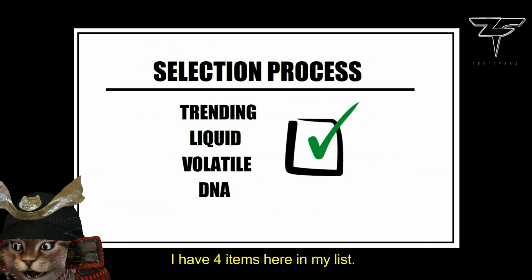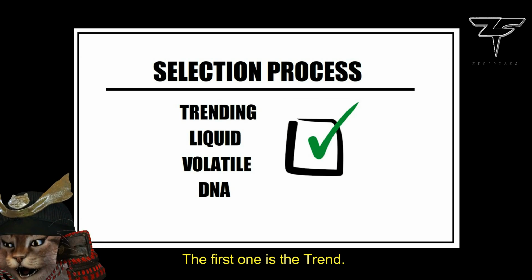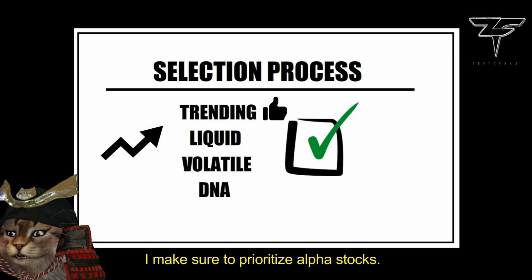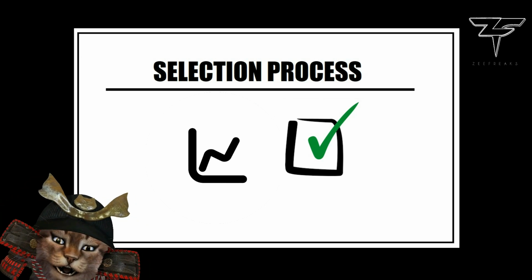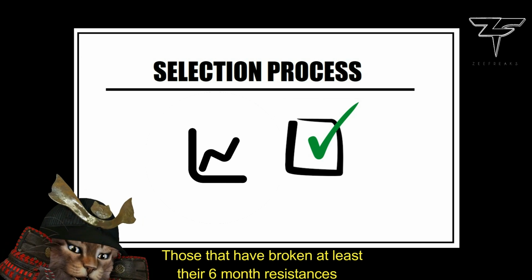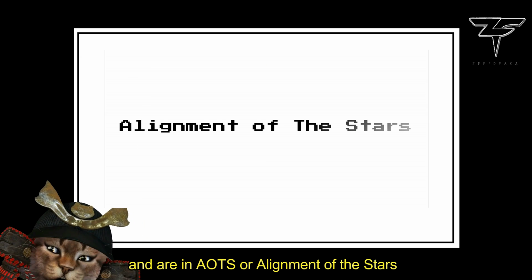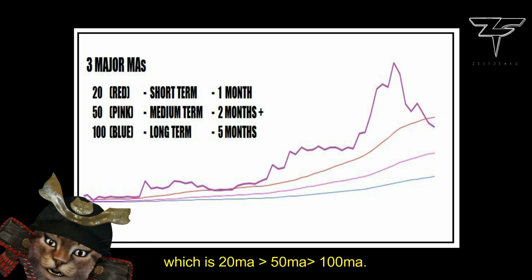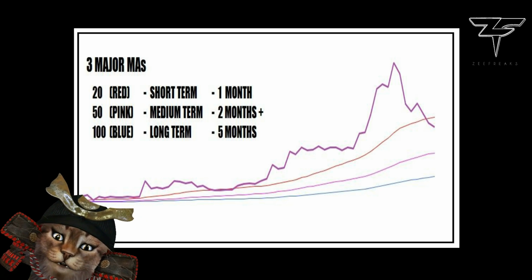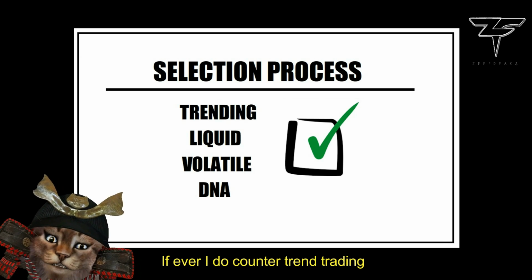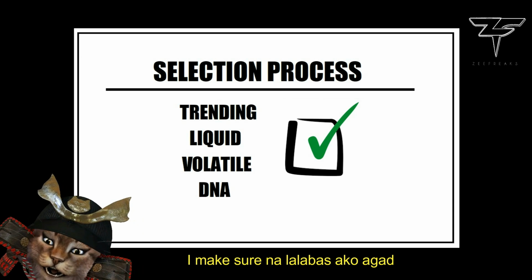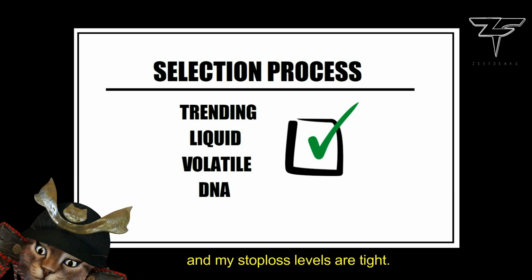Okay, I have 4 items here in my list. The first one is the trend. Since long-only market tayo, I make sure to prioritize alpha stocks. Those that have broken at least their 6 months resistances and are in alignment of the stars, which is 20 MA is greater than 50 MA and that 50 MA is greater than 100 MA. If ever I do counter-trend trading or downtrending stocks, I make sure na lalabas ako agad and my stop loss levels are tight.